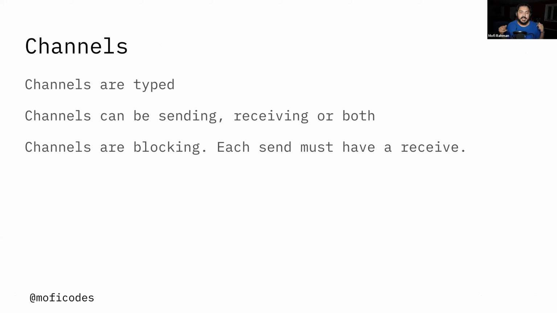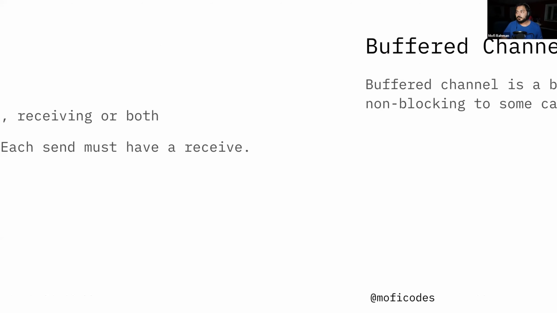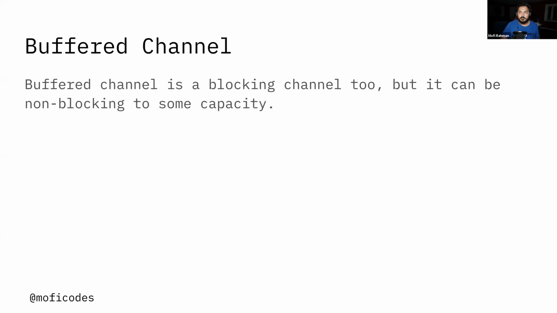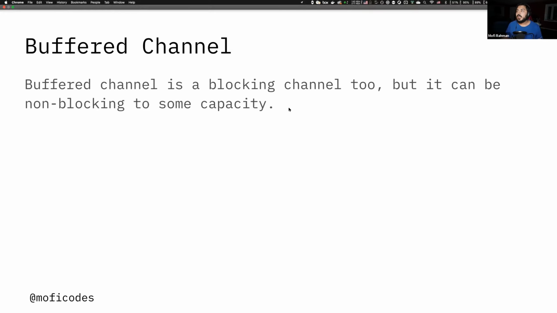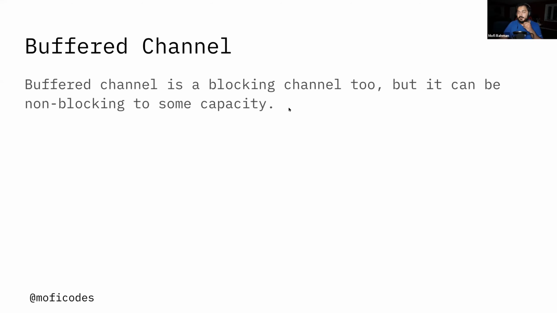So every time you're sending something in a channel, one Go routine sending something to another Go routine, you would have to have someone on the other side listening for the data coming in, so that they can receive it. Otherwise, your Go routine will be blocking for that channel send. And you also have the idea of a buffer channel. So a buffer channel is a blocking channel too, but it can be non-blocking to some capacity. So if you create a buffer channel of size 10, it is non-blocking for up to 10 sends. After that, it becomes blocking again.